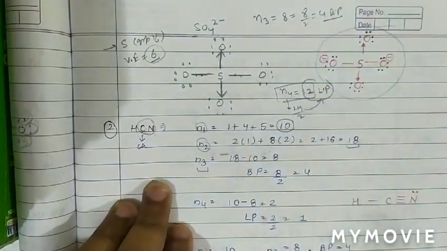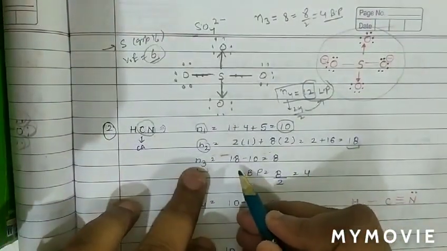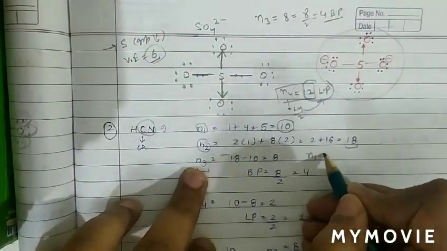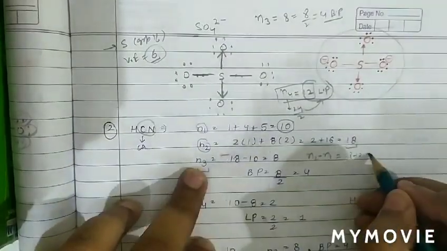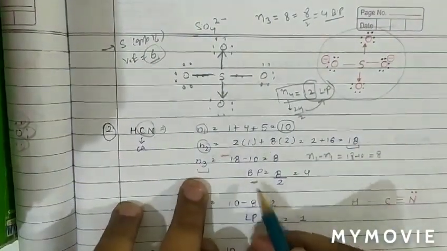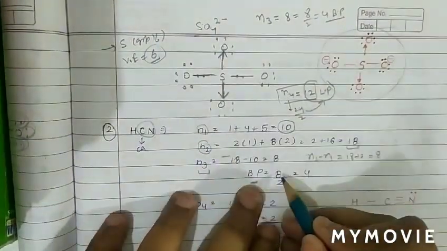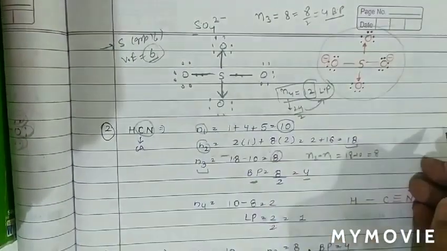Now we will calculate N3. N3 is N2 minus N1, so it will be 18 minus 10, which is equal to 8. N3 is the number of bonding electrons, so the number of bond pairs will be N3 divided by 2, that is 4.